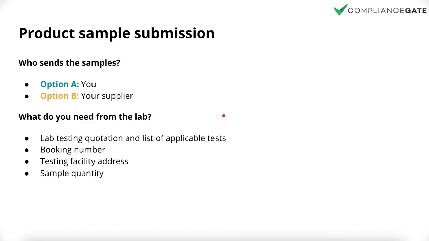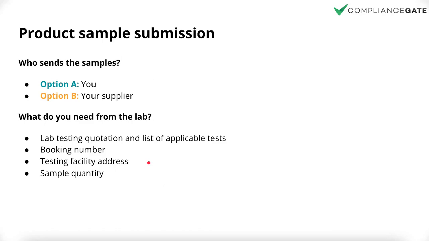So what do you need from the lab? Well, number one, you need to get a quotation and a list of tests. This needs to be agreed upon before you send anything. Okay, that's number one. You need a booking number. So when you create an account with, say, Kima, you get a booking number. They call that an LT number, and you need to put that, or the supplier, on the samples. Could be a little paper note, or just write it on the parcel, because they need to be able to identify it. Otherwise, they get a few of these parcels every day.